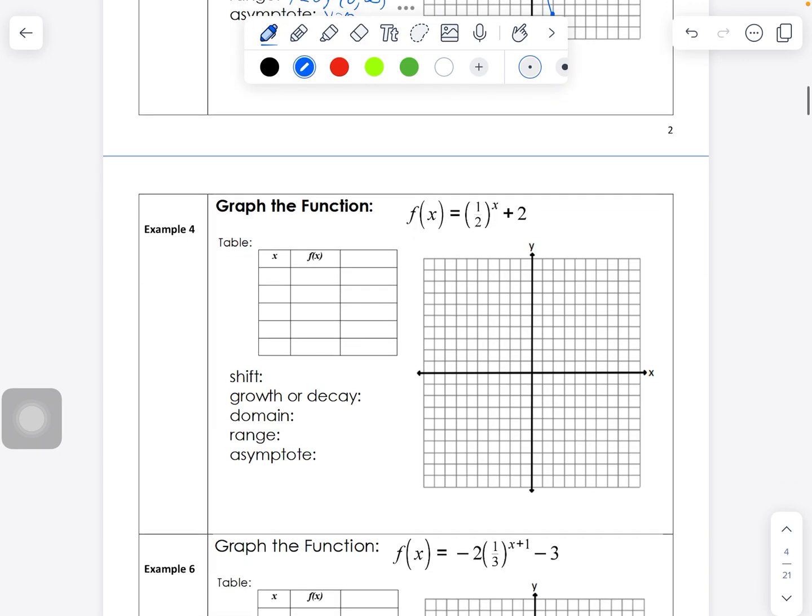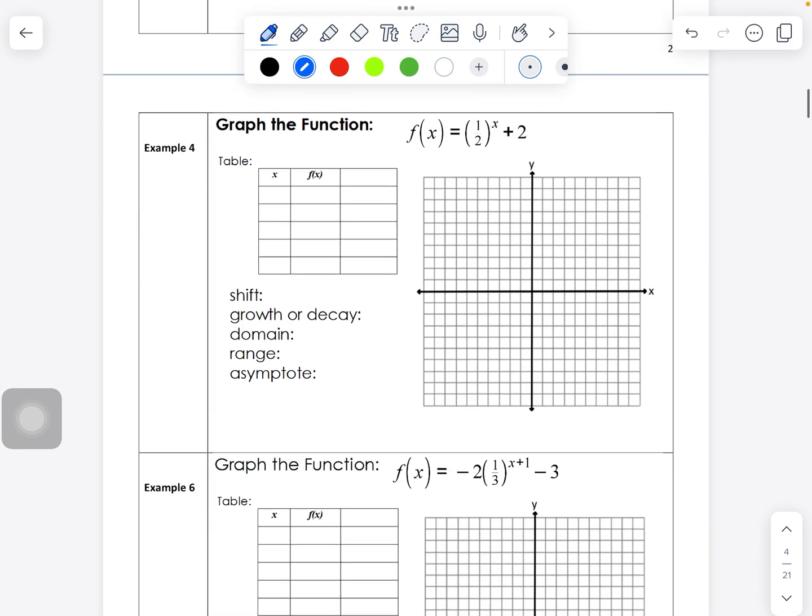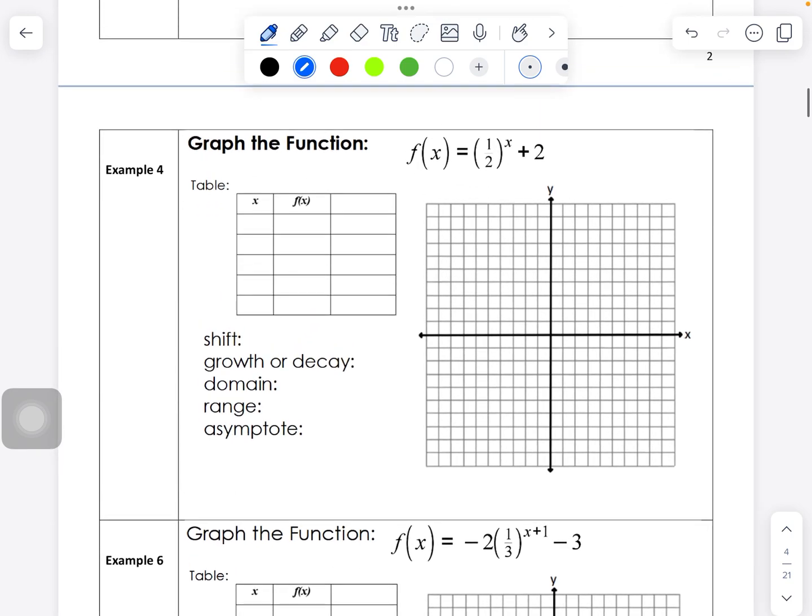Okay, now we're going to do an exponential decay function. And note, we also have a k value this time. The reason it's got to be k is because it's not with the exponent. Our h value would still be 0. So then it's 0, 2 for the h and k, or the shift. This is going to be decay, and the reason for that is because 1/2 is less than 1, so it's automatically going to be decay.